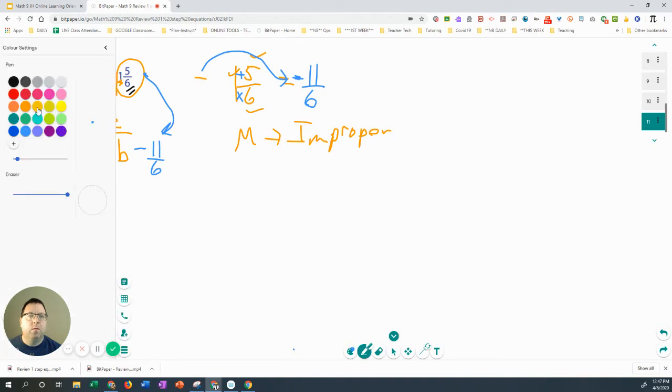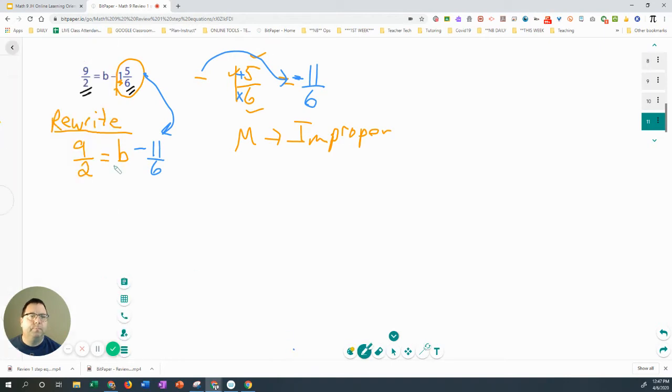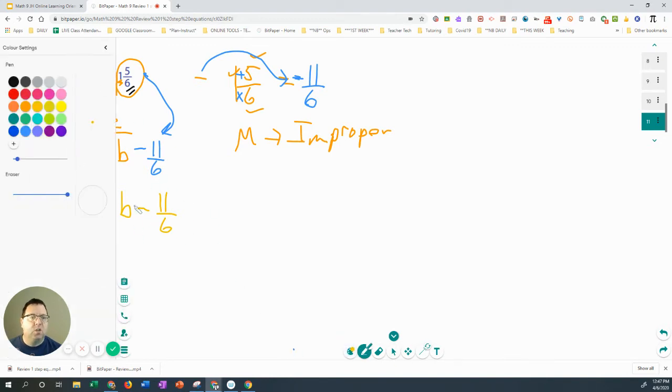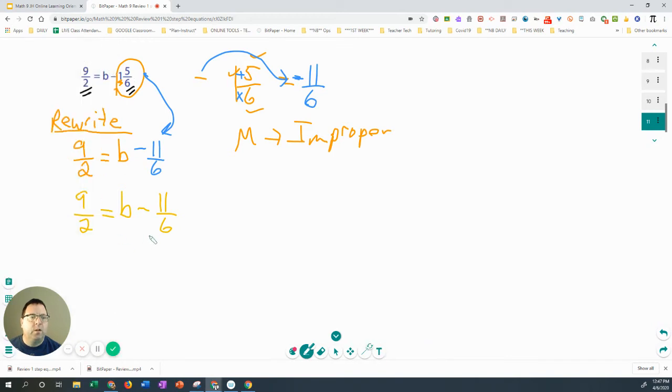Okay, so I believe this was the color. So I've got 9/2. No, it wasn't, but doesn't matter. So I got 9/2 is equal to b minus, I'm just going to write that minus a little bit more in the normal position, minus 11/6. Okay, so what are we going to do to both sides? Well, the question starts with subtracting 11/6. So why not add 11/6 to both sides?